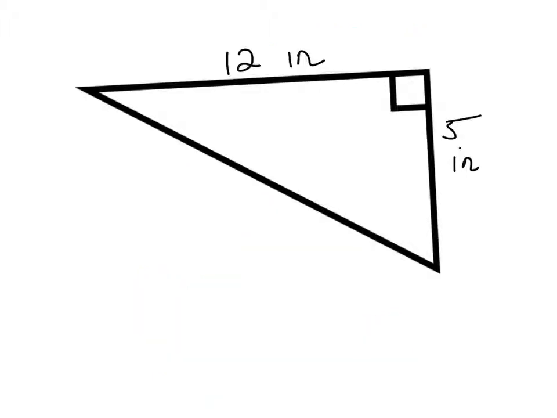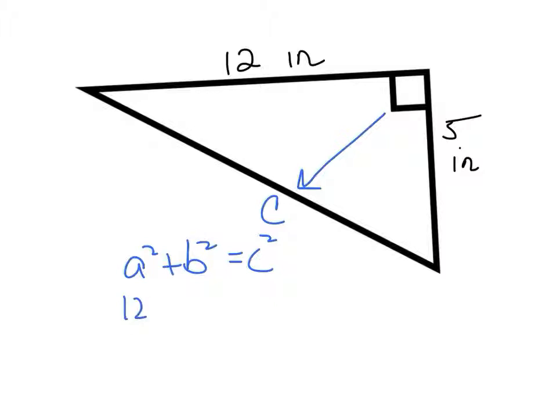Solving this problem, we're looking to find the long side, which is the hypotenuse right here. So that side has to be c, so we can write a squared plus b squared is c squared. And we can write that 12 squared plus 5 squared has got to be c squared.